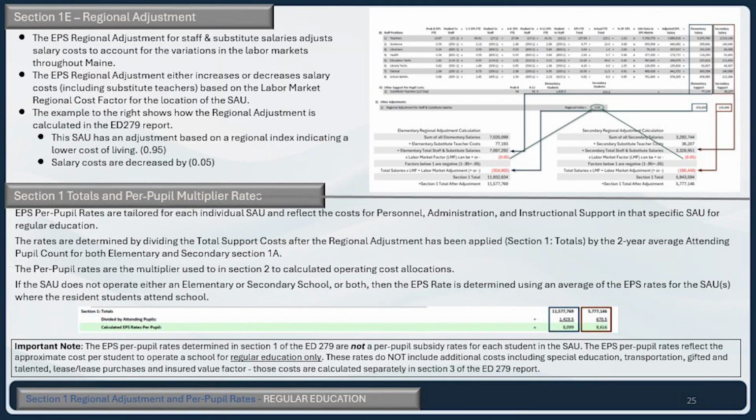So if you have a cost of living that is seen as less than average, then your amount is reduced. More than average, your amount is increased. This is on salaries and substitute teachers only. Those are the only amounts in section 1 that are reduced or raised by a regional adjustment. So once we have that regional adjustment, we subtract or add that to the total allocations for regular education, and we divide that by the number of students from up in 1A, and that gives us a per pupil multiplier rate based on the cost of regular education for elementary and secondary. I do want to point out, again, this is just a rate we are going to use to determine cost allocations in section 2. It is not a rate per pupil that you receive in subsidy. It's just a multiplier rate.